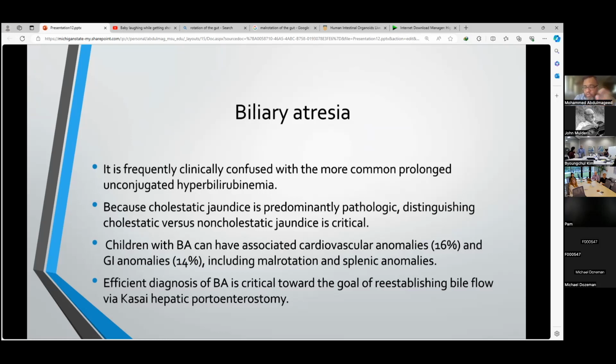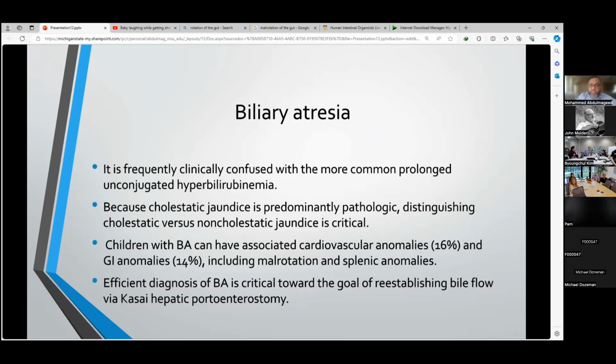So it's really important to get total bilirubin and indirect bilirubin to make sure that it's not pathologic cholestatic jaundice. Children with biliary atresia have associated cardiovascular anomalies, GI anomalies, and malrotation and splenic anomalies. So it's not only that we need to make sure that biliary atresia is diagnosed so we avoid liver cirrhosis and biliary cirrhosis, but also because it's associated with other anomalies. It's really important to diagnose.